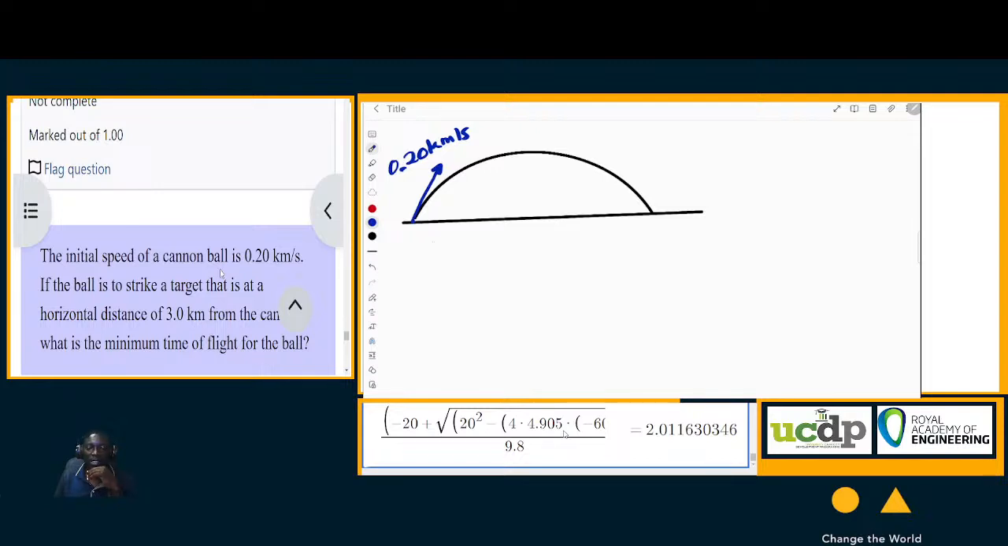Oh, it doesn't tell us much. So assume theta could be 0, theta could be anything, but the ball is launched and it has to hit a target that is 3 kilometers away, and the minimum time of flight. So the minimum time of flight of the ball would be what?